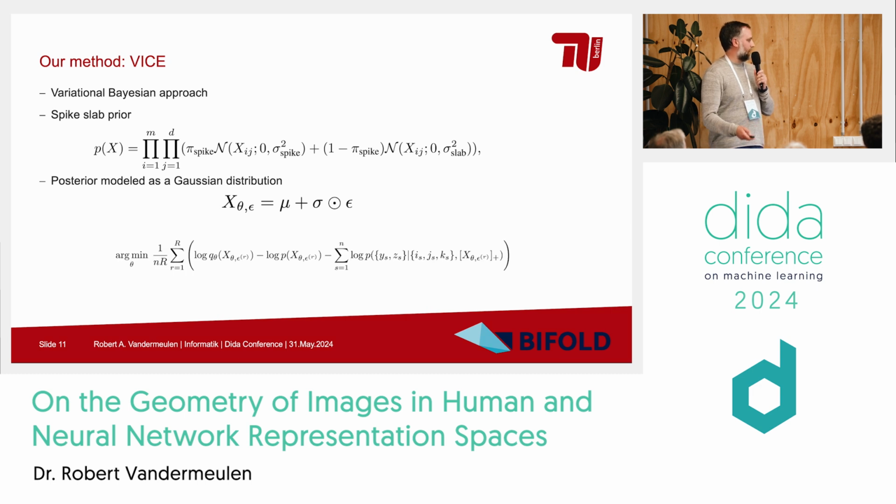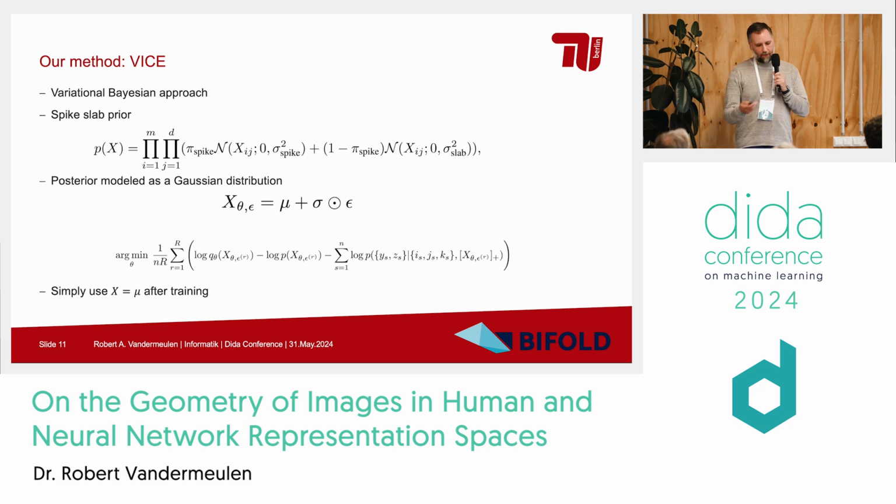And here's the entire loss. Again, I'm just going to go through this quite quickly. And then when we're done, we use the mean of the posterior as a representation. So basically, this is just a nice alternative to SPOS for getting these estimates, and we'll show why that's nice in just a sec.